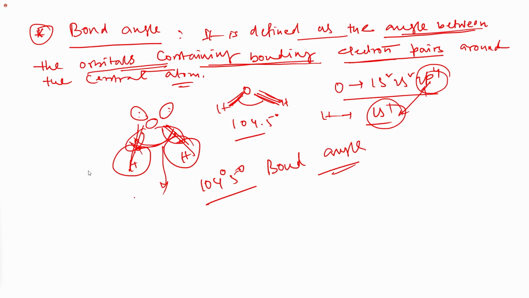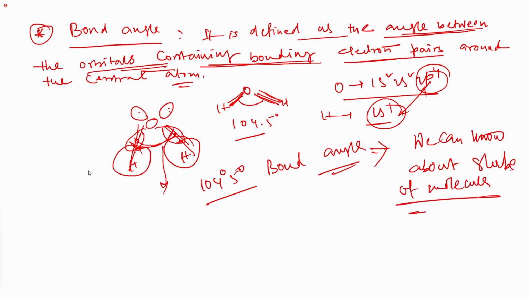That's it. Now what is the point? From this bond angle value we can know about the shape of the molecule. Just remember that from the bond angle value we can also know the shape of the molecules.